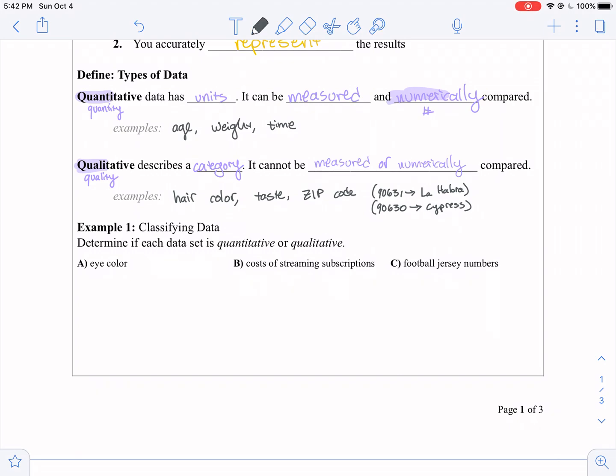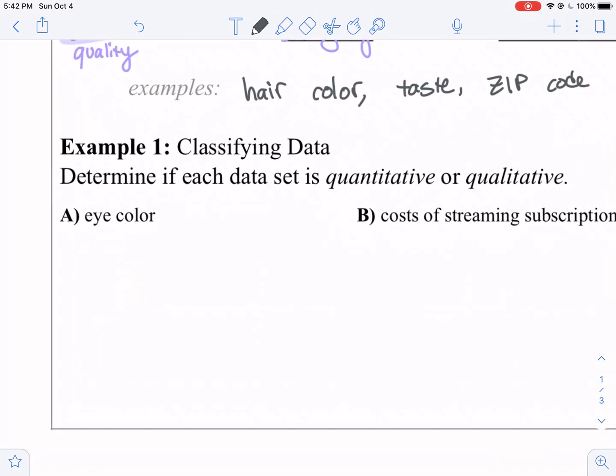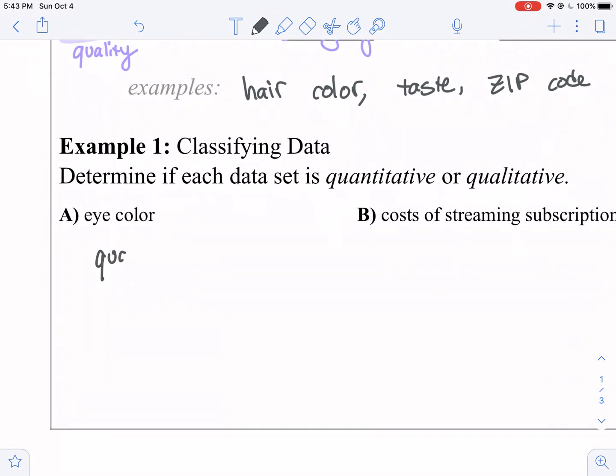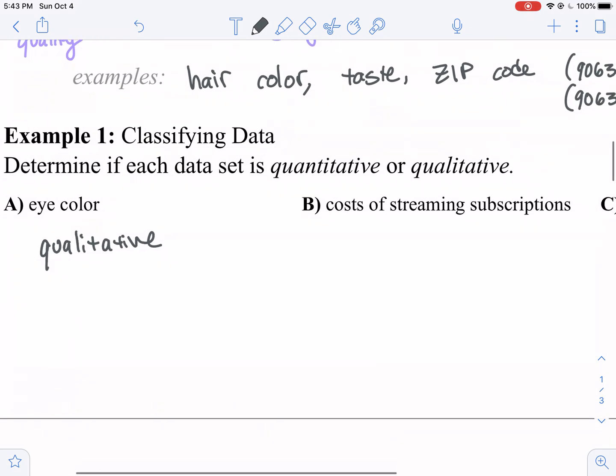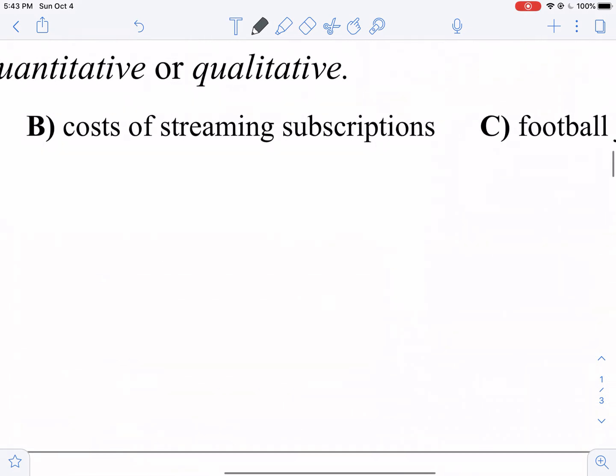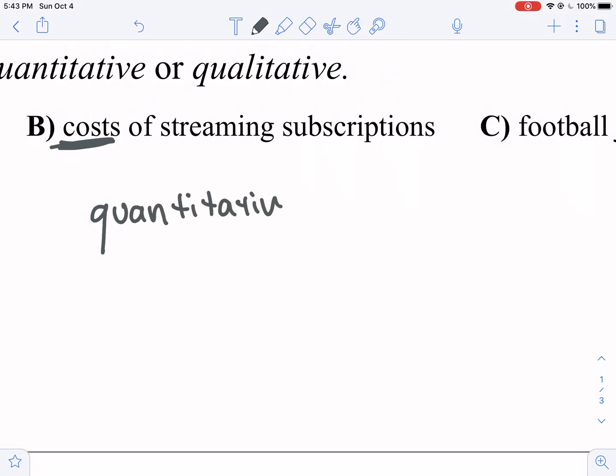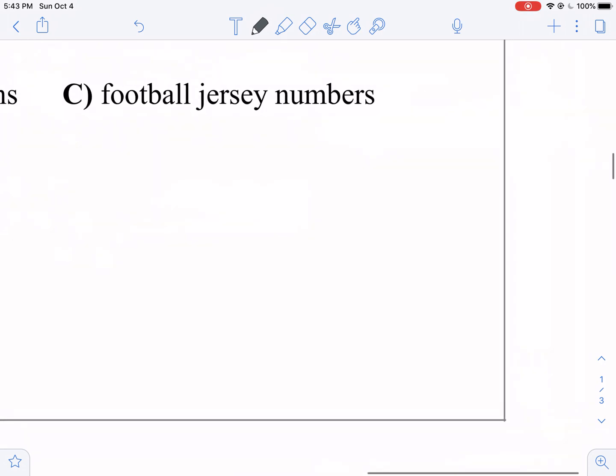So similarly, pause the video and say, are your eye color, costs of streaming subscriptions, and football jersey numbers quantitative or qualitative? First, your eye color is qualitative. You can't measure it with numbers. It's not numerical. Secondly, costs of streaming subscriptions. Cost is quantitative, and you can measure it with numbers. And then football jersey numbers.